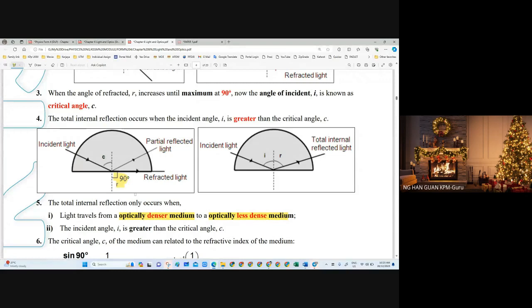So that's why when we increase the angle I further, it makes R bigger until the moment R becomes 90 degrees, we still have the angle I inside the optically denser medium. If we get R equal to 90 degrees, then the angle I in the optically denser medium is the one we call the critical angle. Once the angle in the optically denser medium is bigger than the critical angle, total internal diffraction occurs.